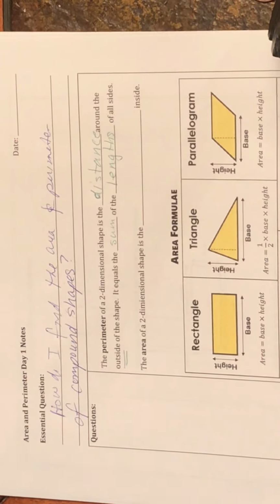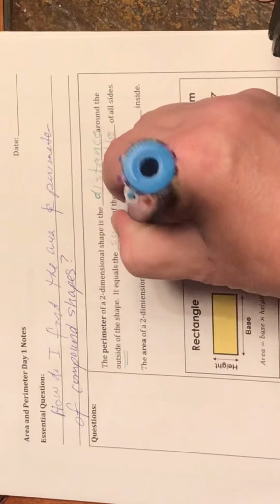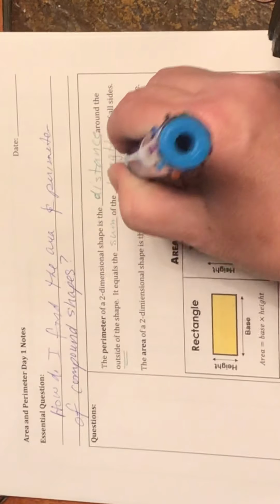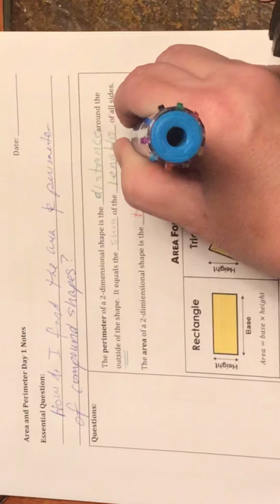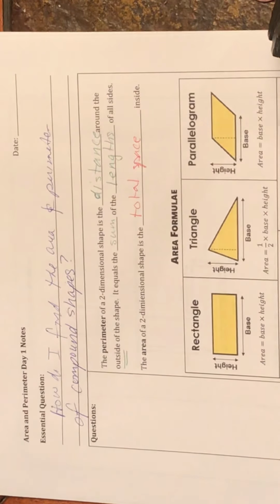The area of a two-dimensional shape is the total space inside. So think of that like carpet. So when we talk about perimeter, it's a fence. An area would be like putting carpet down in a room.